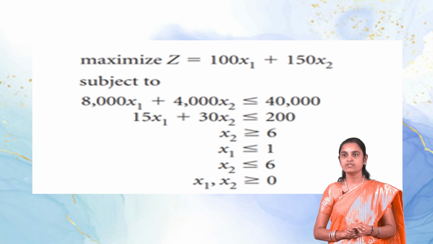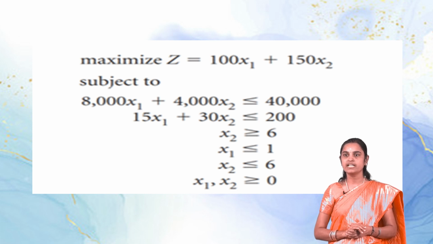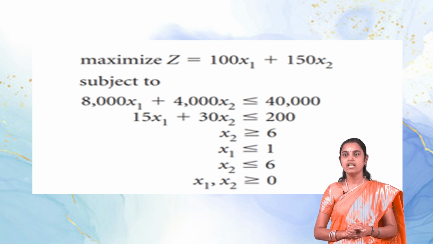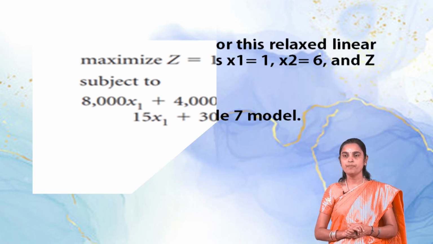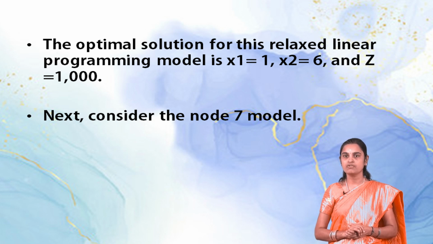Maximize z equal to 100x1 plus 150x2, subject to 8000x1 plus 4000x2 less than or equal to 40,000, 15x1 plus 30x2 less than or equal to 2000. New constraints are x2 greater than or equal to 6, x1 less than or equal to 1, x2 less than or equal to 6, x1 and x2 greater than or equal to 0. The optimal solution for this relaxed linear programming model is x1 equal to 1, x2 equal to 6 and z equal to 1000. Next, consider the node 7 model.